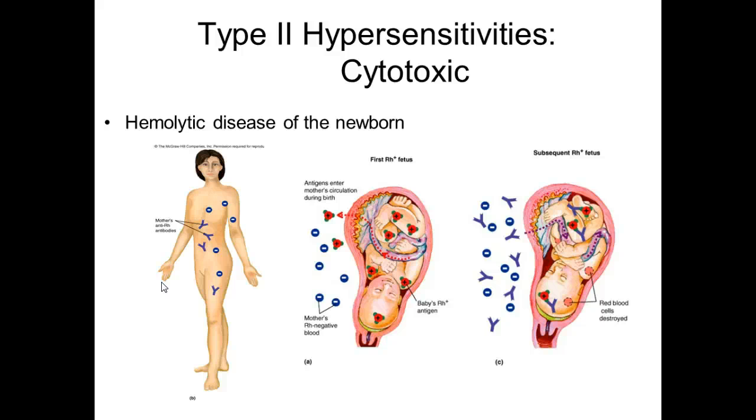So the complication here, too, is that if you have a miscarriage, depending on what level, if the baby was positive, you could have mixing of the blood. If you have any trauma to the placenta during pregnancy, you could have mixing of blood where you would produce antibodies.